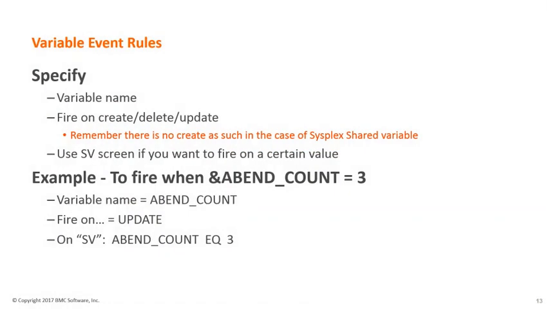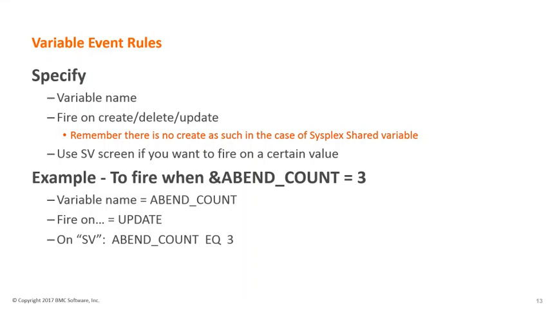So now let's take a look at variable events. Variable events can be very useful for creating more complex automated solutions without having to invoke execs. With variable events, we specify the variable name that we want to monitor, and then we can say whether we want that rule to fire when we create the variable, delete the variable, or update the variable.